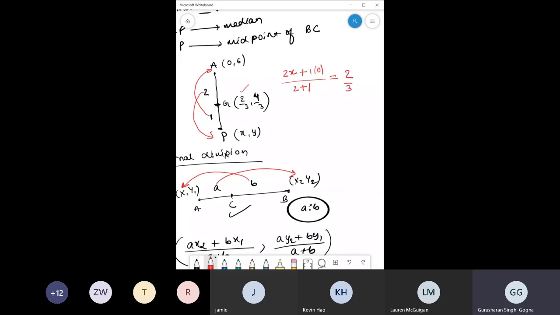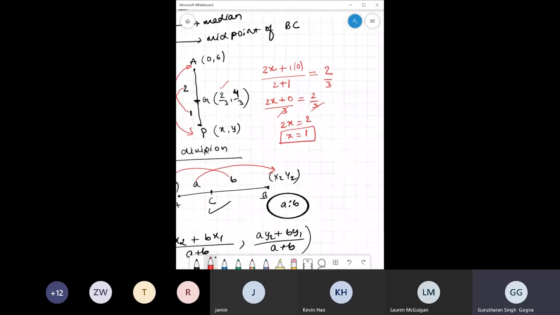Okay. So first we will solve this equation and then we'll get the value of x. So 2x plus 1 multiplied by 0 is obviously 0, and 2 over 3 here. So 3 and 3 gone. So 2x equals 2. So x equals 1. Okay, we got the x coordinate.